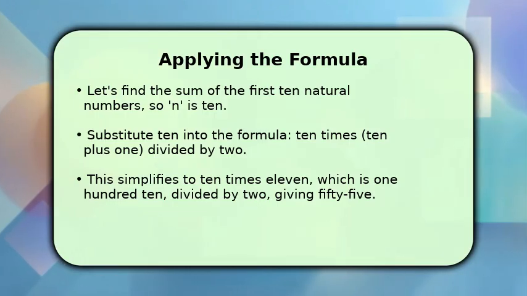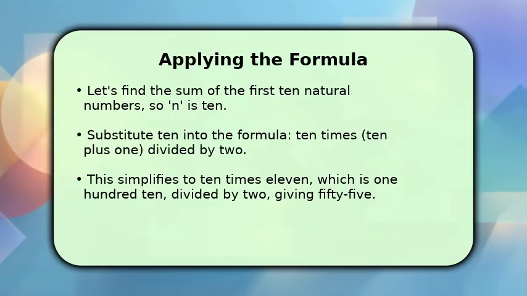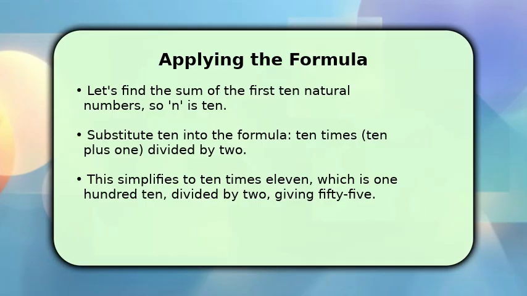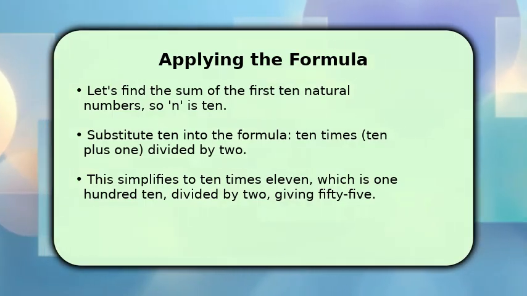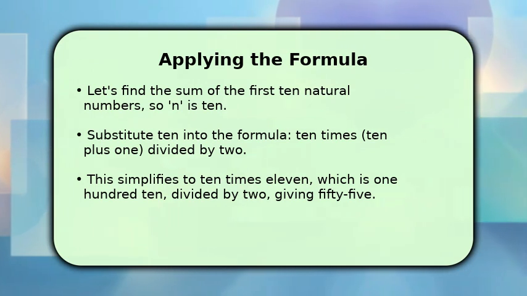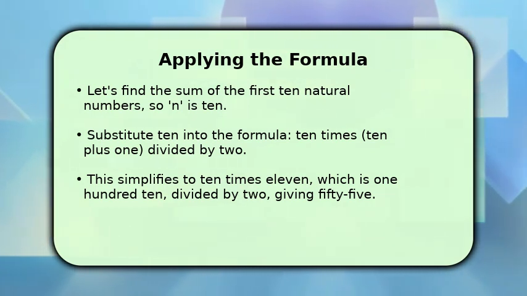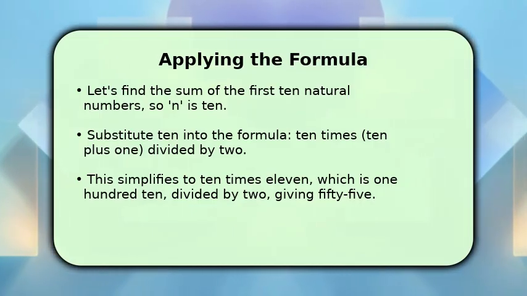Let's put this formula into action with an example. Suppose we want to find the sum of the first 10 natural numbers. Here, n is 10. We substitute 10 into our formula, 10 multiplied by 10 plus 1, then divided by 2. This becomes 10 times 11, which is 110. Finally, 110 divided by 2 gives us 55. It's that simple to get the sum.